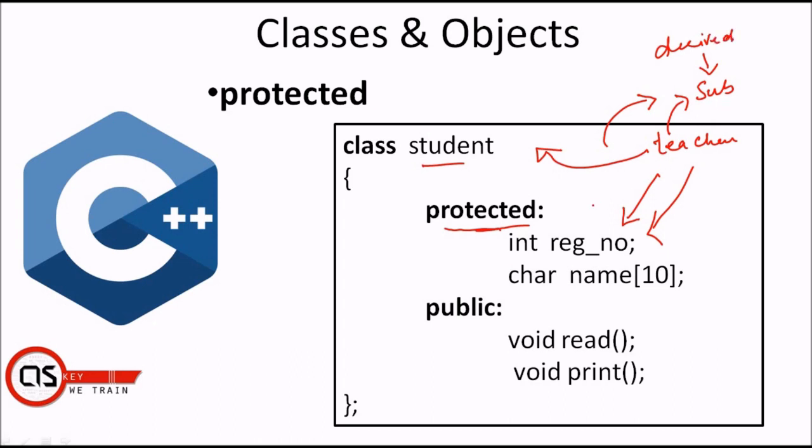So that's the beauty of protectedness. But if it is not a subclass, then it cannot be accessed even outside the class. So it can be accessed within the class and it can also be accessed by the subclass. We shall see how this protected access specifier can be used in a program in the inheritance chapter.